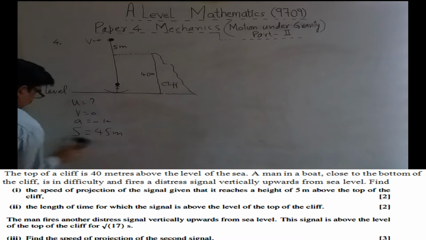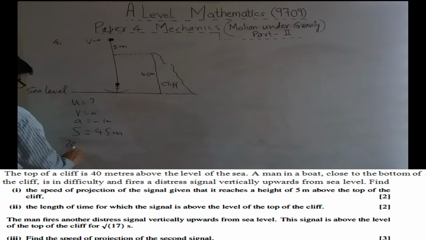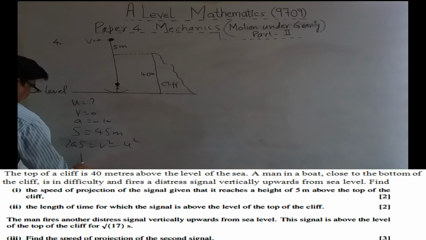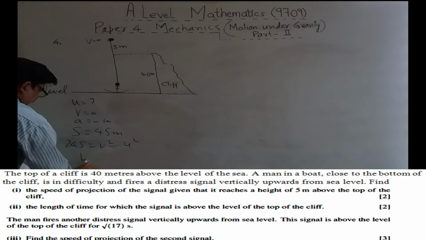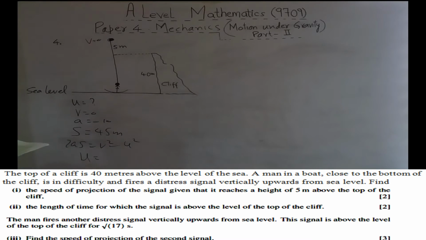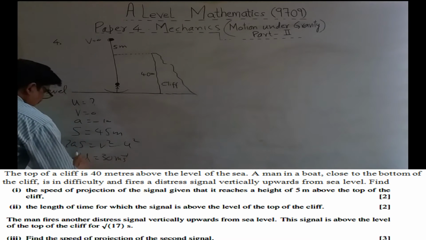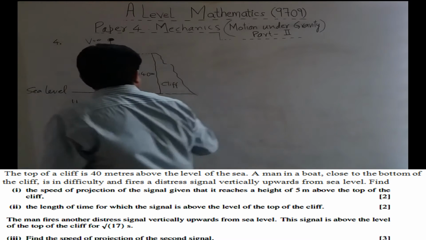This formula will not be used. We will use the formula 2as is equal to v square minus u square. Put the values from here, you will get the value of u to be 30. So this is the answer to the first part. Then we have the second part.